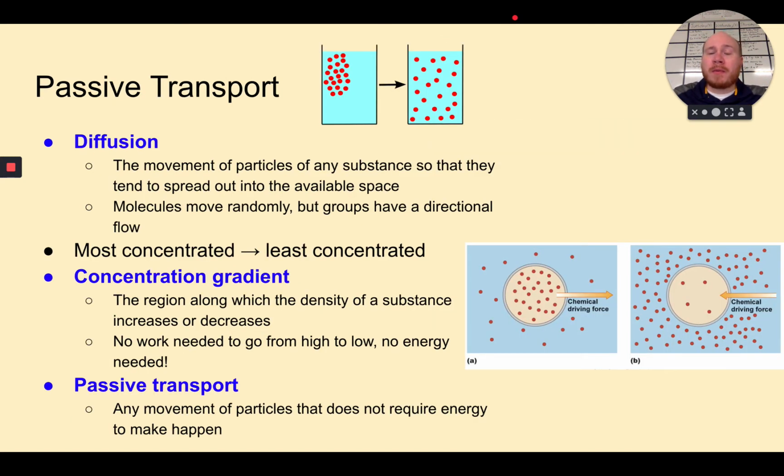Passive transport can be broken down into a couple of different categories. Passive transport is basically the movement of things in and out of the cell without energy. One example of this is diffusion. Diffusion is the movement of particles of any substance so that they tend to spread out into the space available.